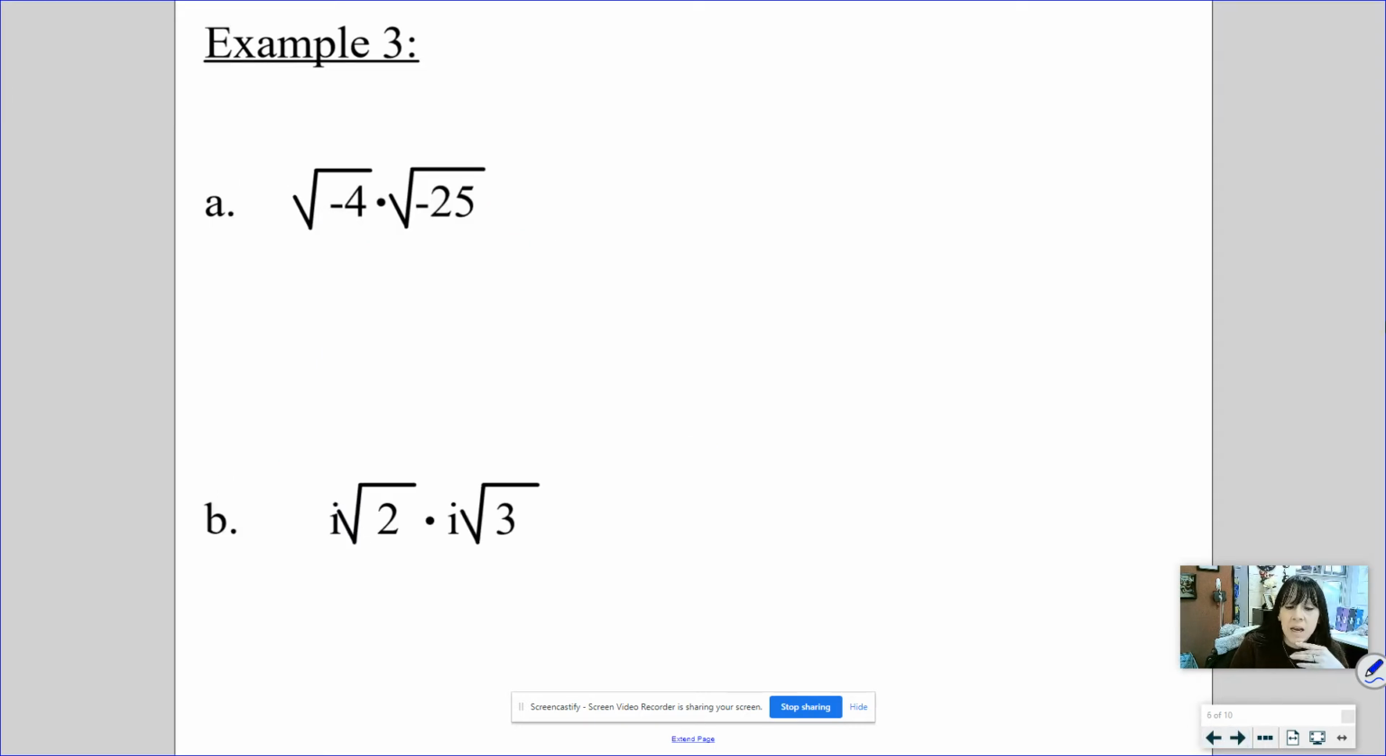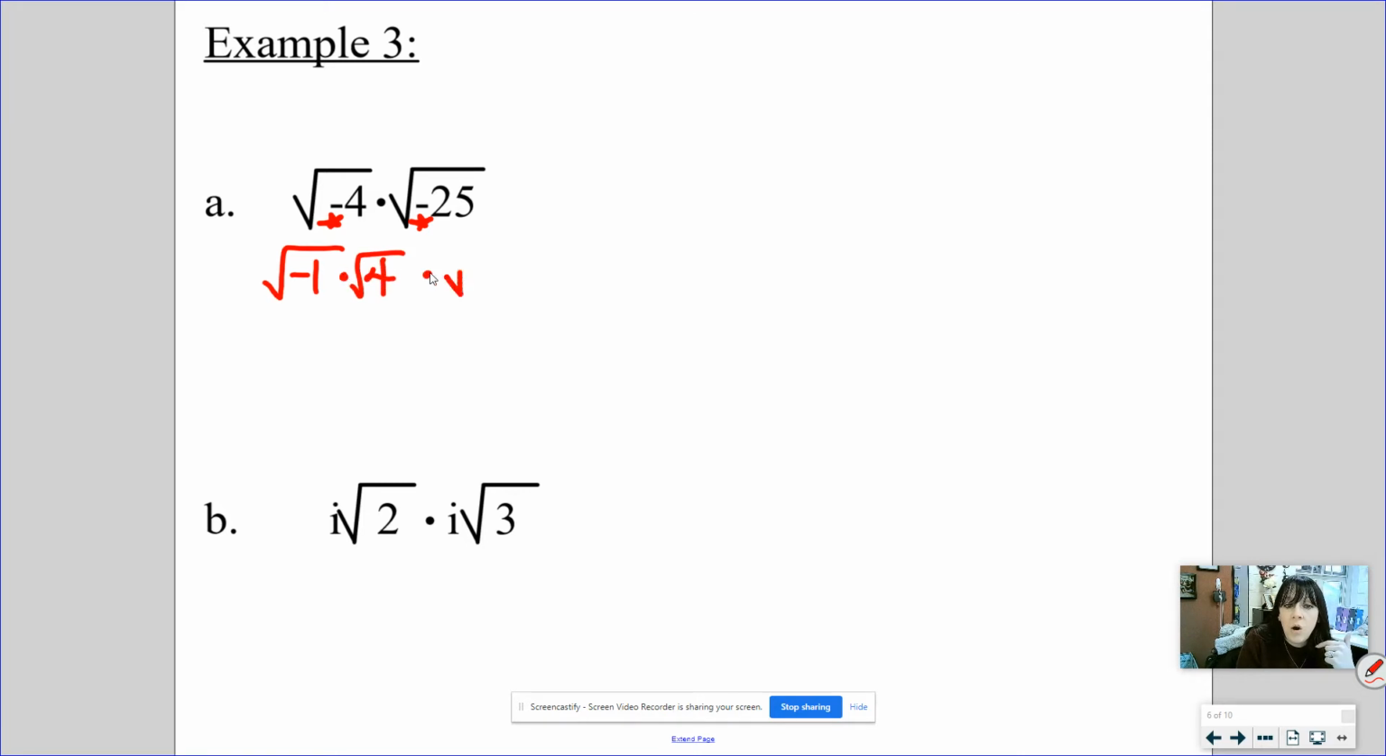Okay, multiplication. So kind of similar to what we just did, except you can multiply and divide anything you want. They don't have to be like terms to multiply them. What they do have to be, however, is simplified. So we have to simplify these radicals down because they are actually imaginary numbers due to the negatives that we see here inside the radical. So we have to simplify each of these radicals before we can multiply them together.